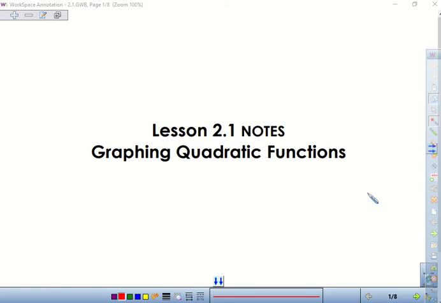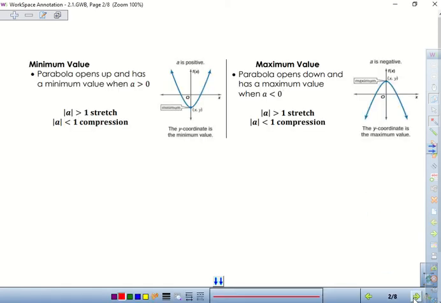We'll be doing lesson 2.1, the first lesson of Unit 1, which is graphing quadratics. So, a quadratic can have a minimum or a maximum, never both, okay? And that minimum or maximum will always be the vertex, okay?